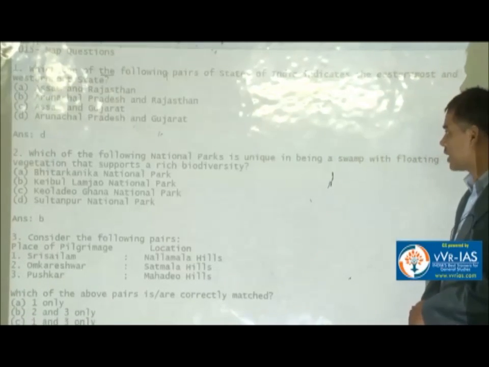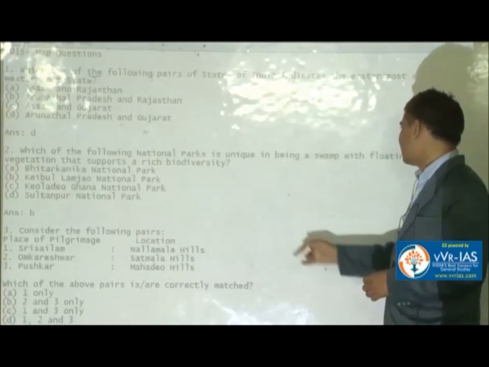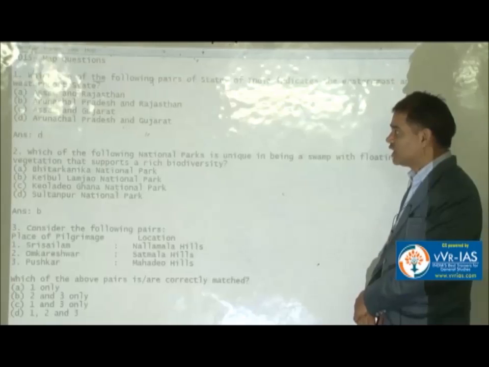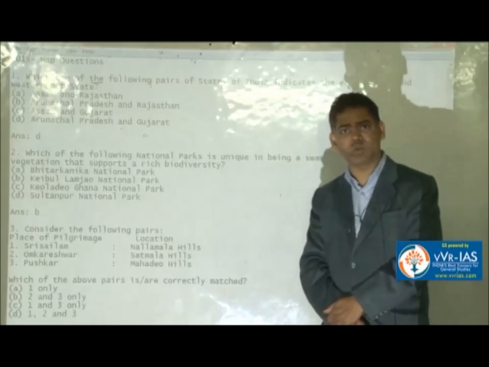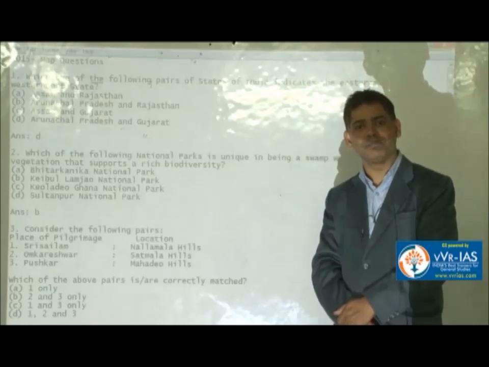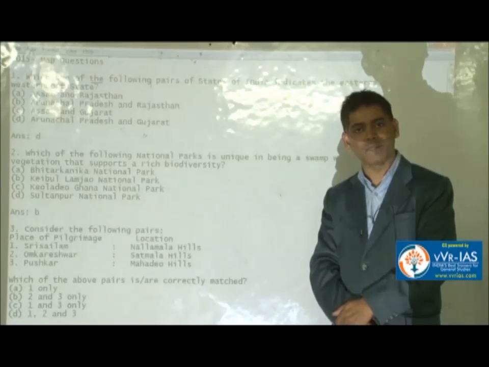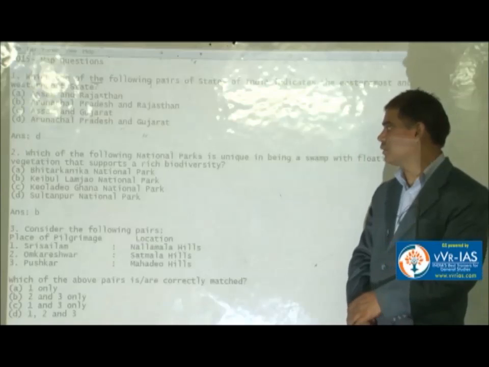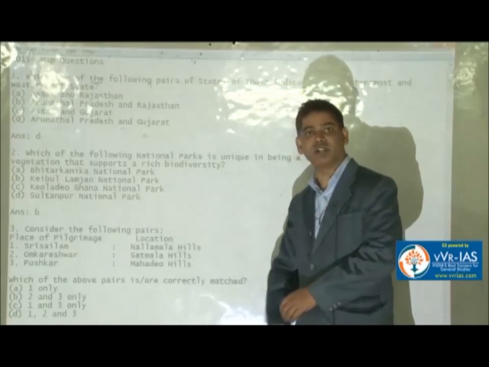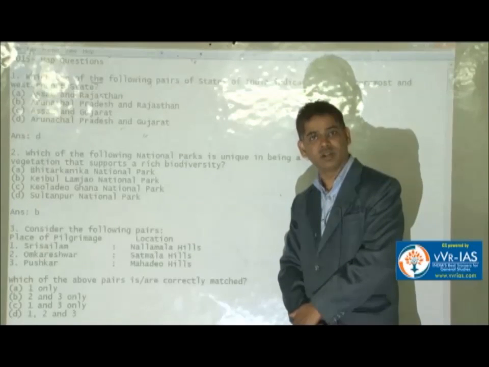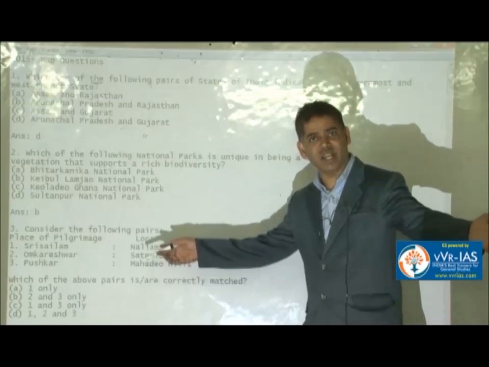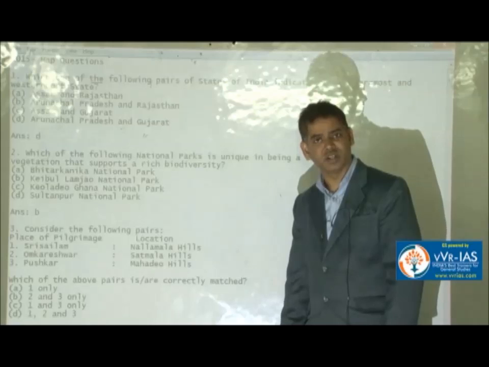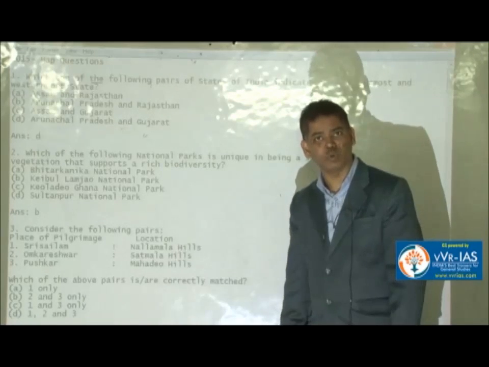Which of the following national parks is unique in being a swamp with floating vegetation that supports a rich biodiversity? I told you we are going to discuss around 75 national parks of India, and in the list of 75, everything is covered in detail. There is one lake in Manipur, the largest lake of the northeast. The name of the lake is Loktak Lake.